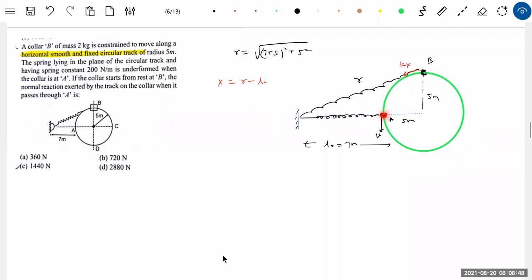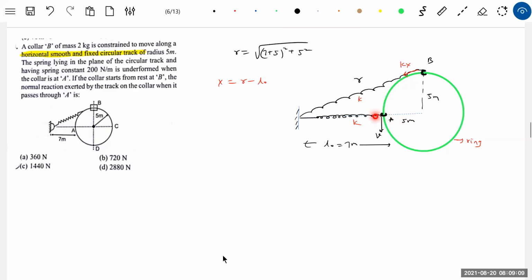Then he is asking, what is the normal contact between the collar and the ring? This is the ring. When the spring becomes horizontal, this much is the information we have. Will any spring force act here? No, spring force will not act here. Then who will provide it to move? I think the normal contact. In what direction should it act?